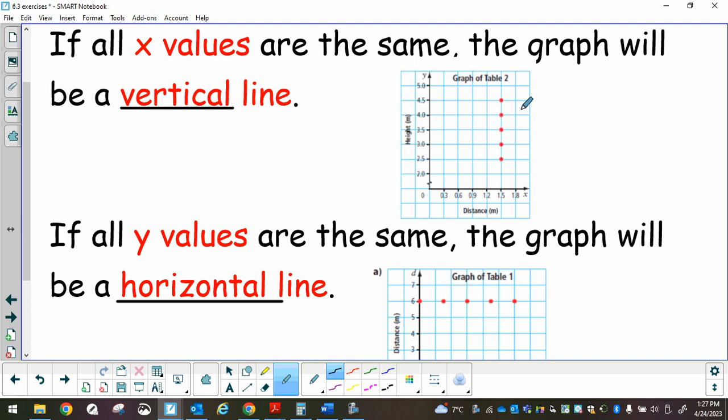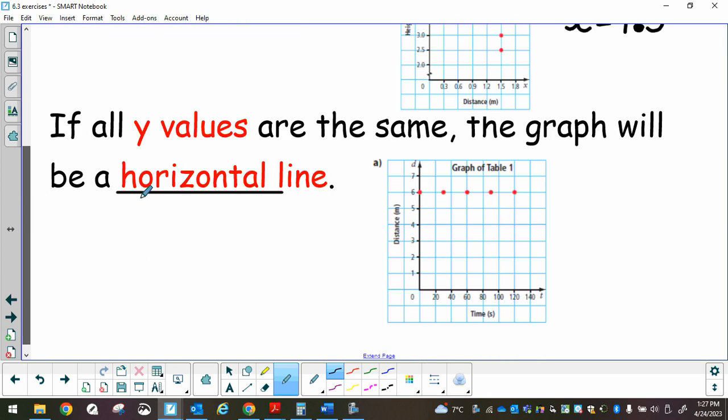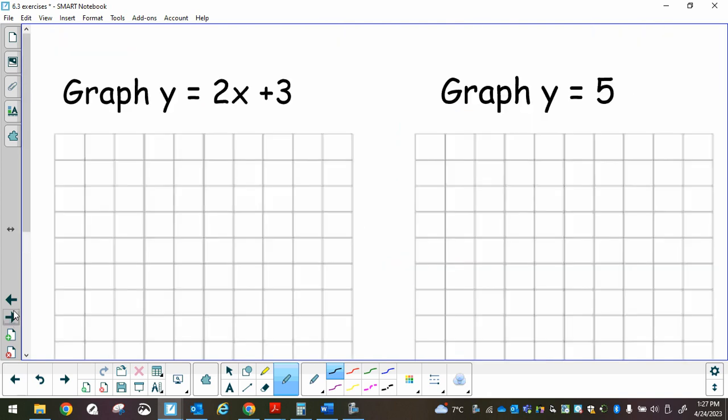So the equation for this graph here would be x equals 1.5. X is always 1.5. And the equation for this graph would be y is always 6. Or in this case, it's d. So d equals 6.